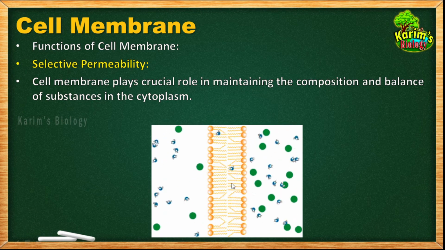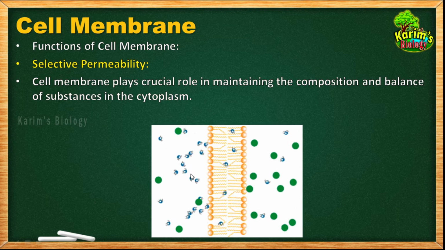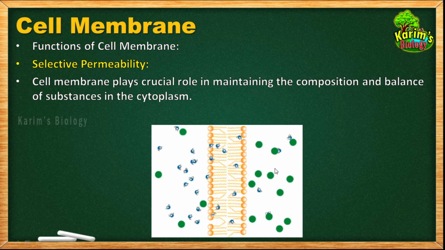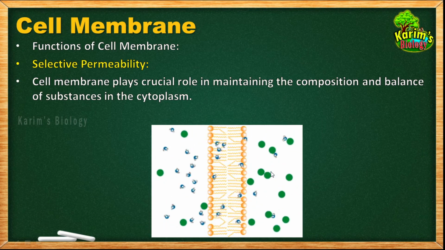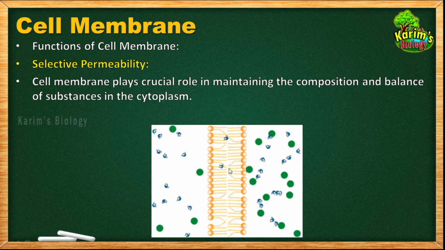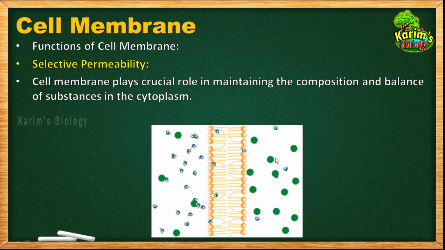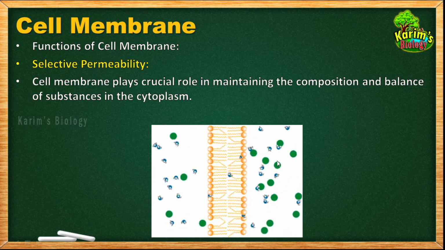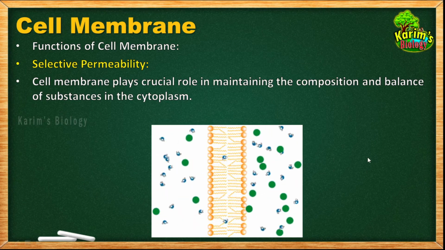For example, look at this animation. This is the plasma membrane or cell membrane, and you see there are some small structures. These are actually water molecules which are entering and exiting the cell, whereas these big round green colored structures are not allowed by the plasma membrane in and out. Is it not? That means the plasma membrane is selecting only these water molecules to enter in and out of the cell, whereas these big molecules may not be required in the cytoplasm. That's why it is not allowing them into the cytoplasm, and it is not allowing them to exit the cytoplasm. Are you understanding my point?